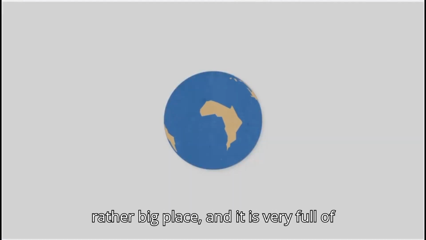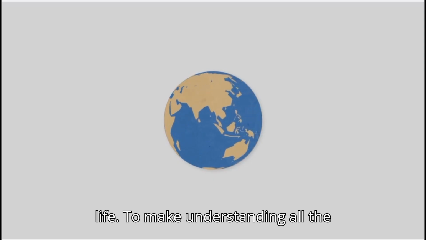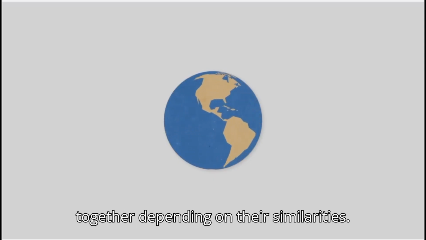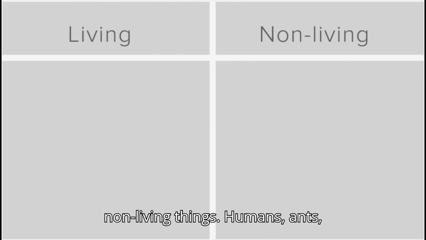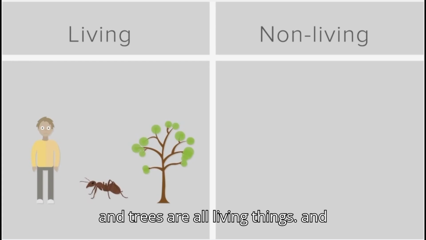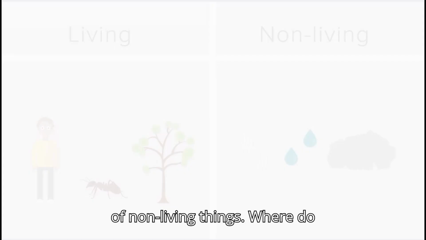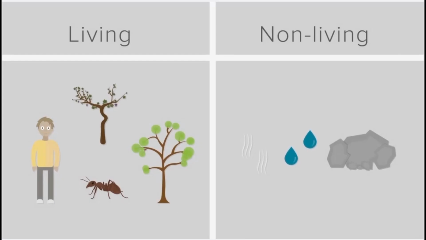The world is a rather big place, and it is very full of life. To make understanding all the millions of living organisms on Earth easier, scientists have grouped things together depending on their similarities. They started by dividing everything on Earth into two big categories: living and non-living things. Humans, ants, and trees are all living things, and rocks, water, and gases are all examples of non-living things. Where do you think grapevine fits in? They are, of course, living things.